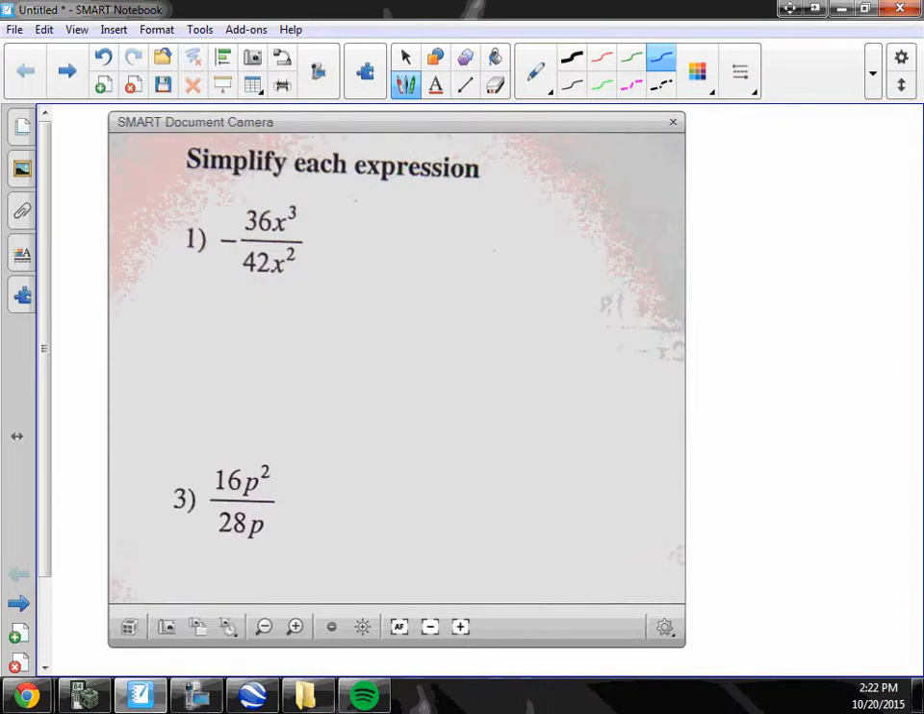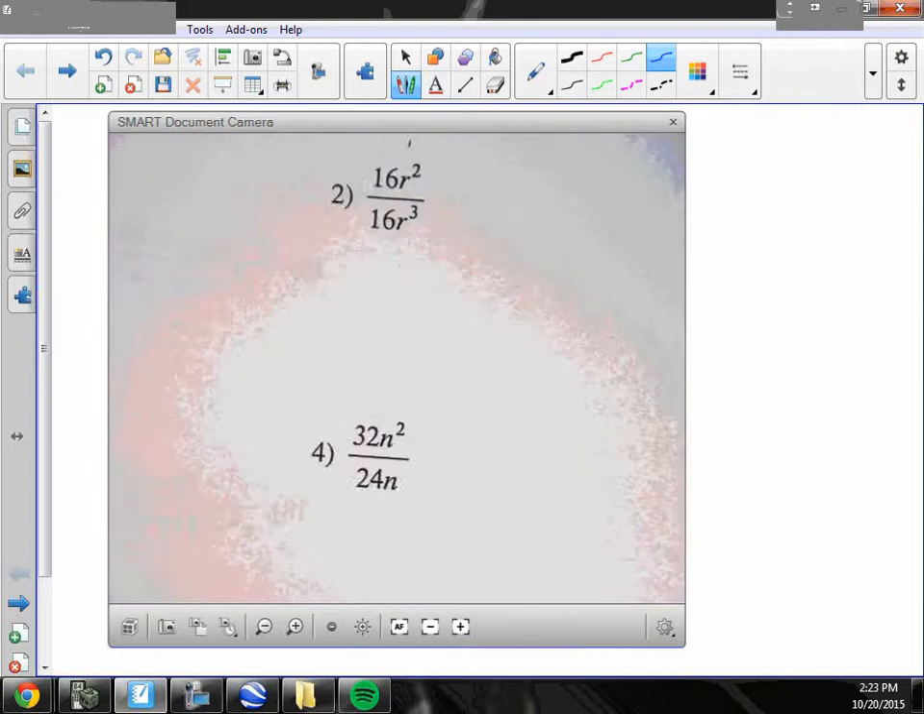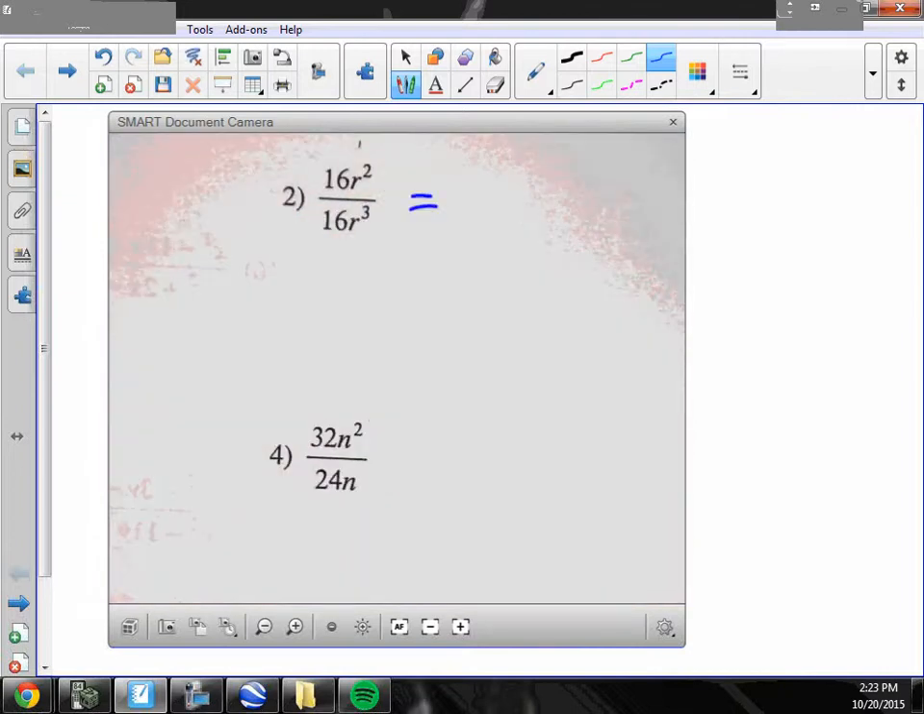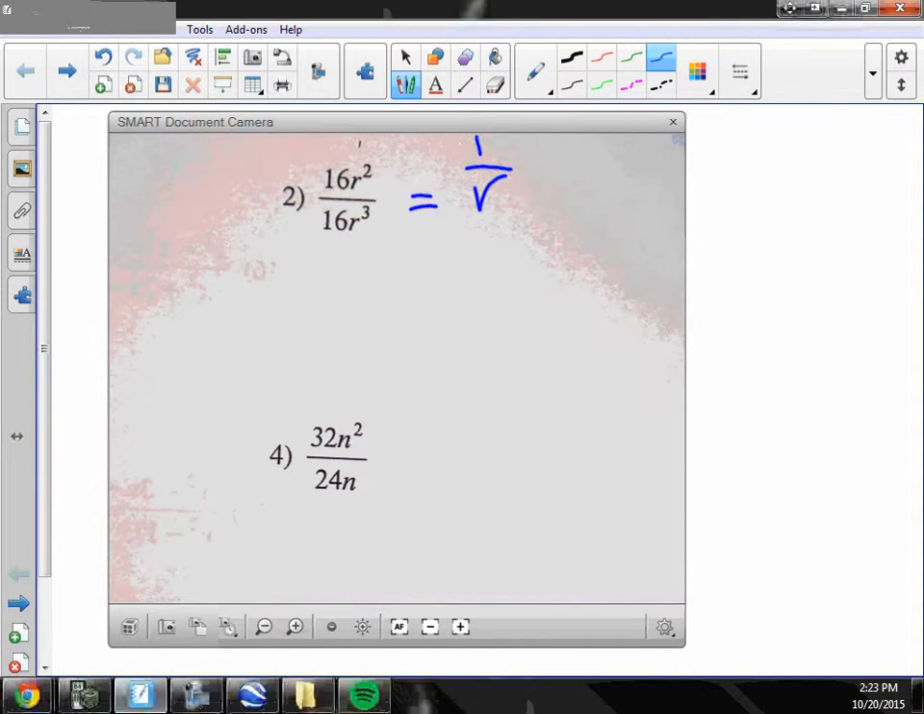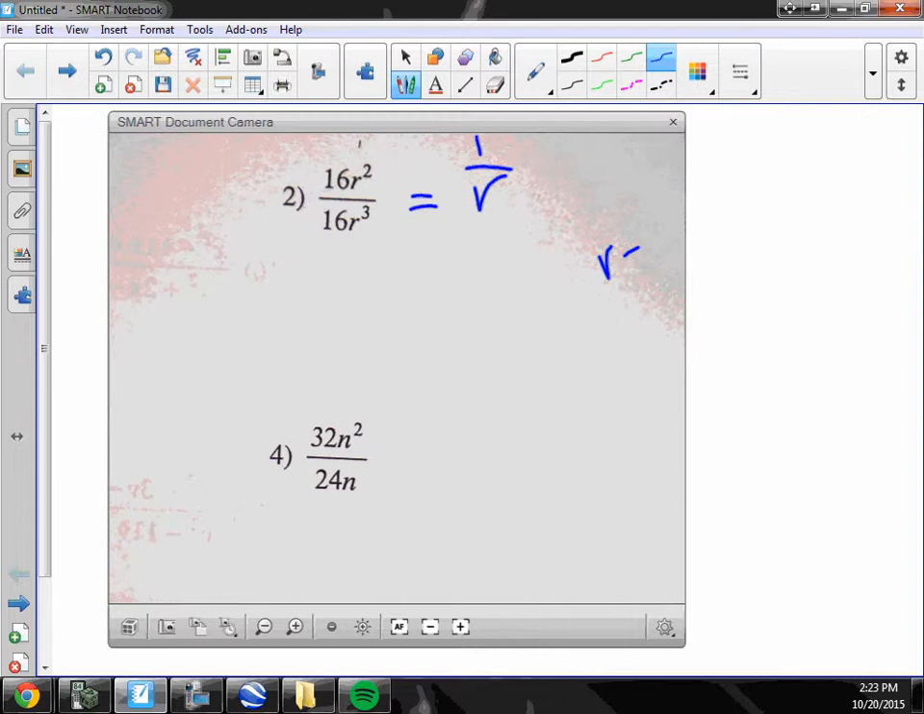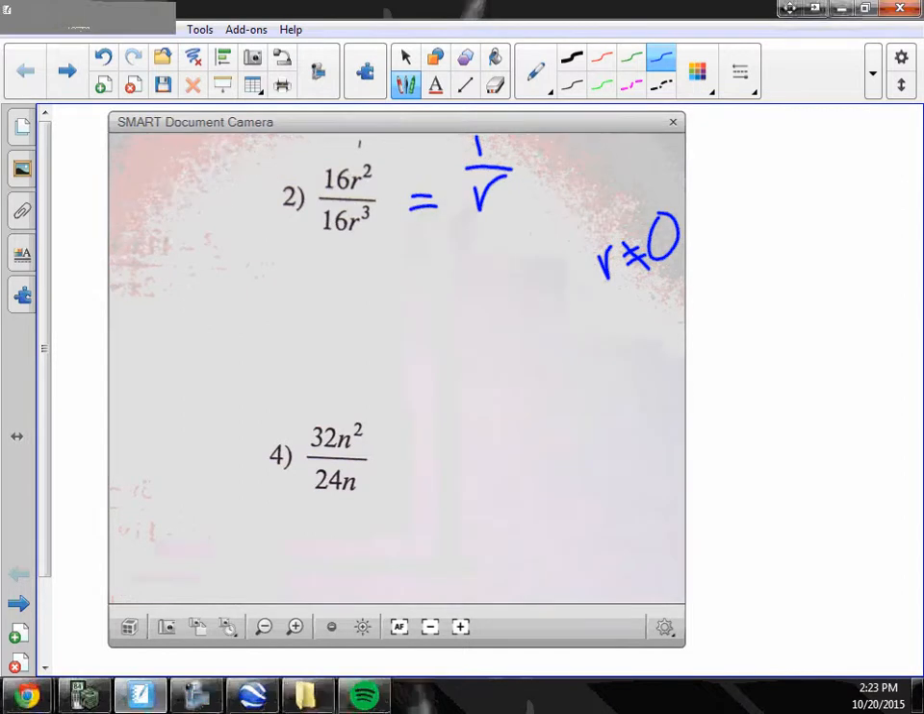So if we look at number 2, this simplifies down to 1 over r. Okay? Did we delete any x's, or r's, I guess? Did we delete any r's? Yes. But r is not allowed to be 0. In this case, there should be a hole at 0 because we deleted an r, but there's still an r in its place. And let's look and see what that graph looks like.